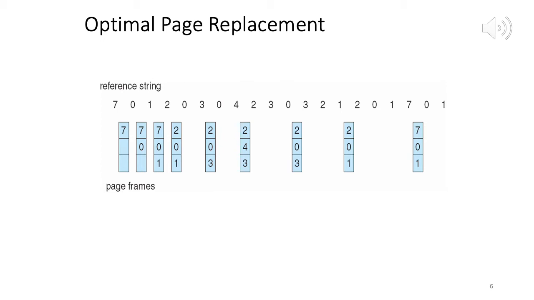So this is the optimal page replacement, and you can see how many page faults we have. Just have to count these blue boxes. So 1, 2, 3, 4, 5, 6, 7, 8, 9. So we have 9 page faults. And in FIFO we had 15 page faults. So naturally, optimal would give a very good performance.